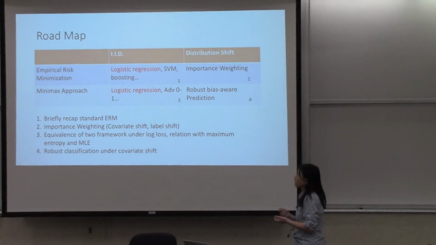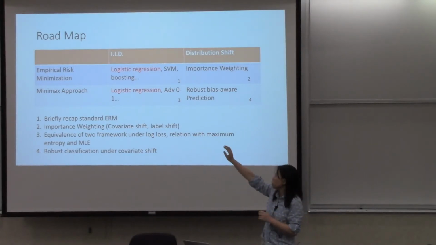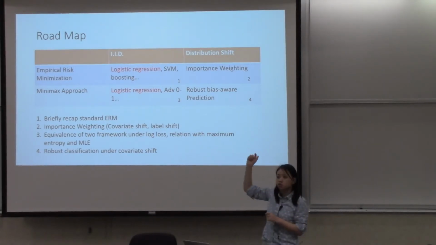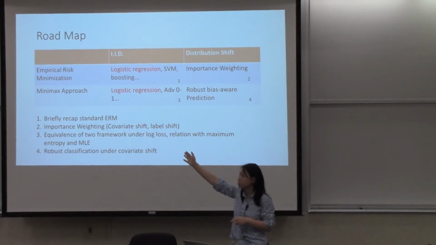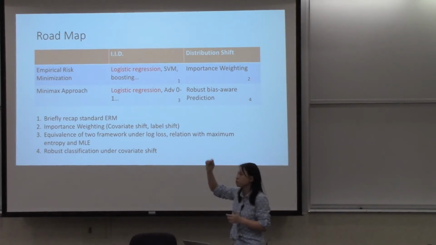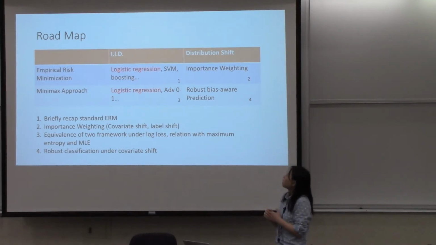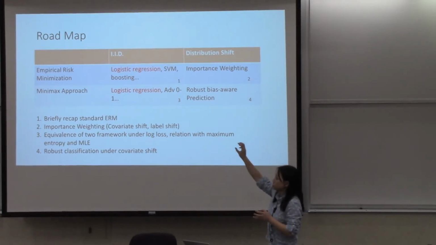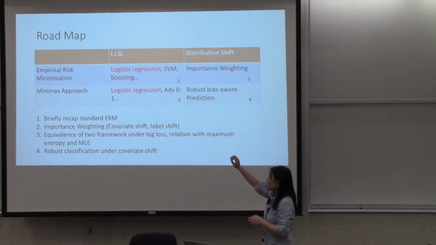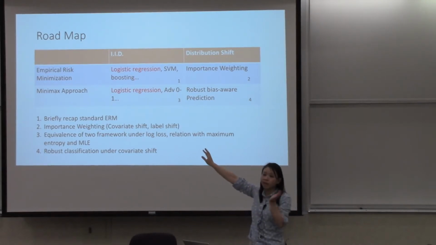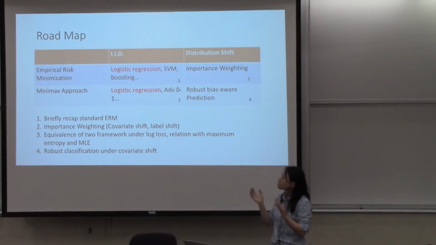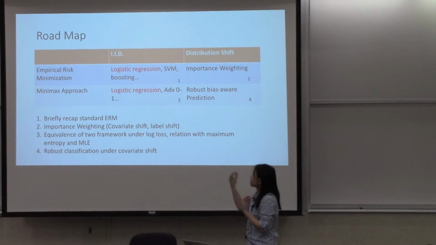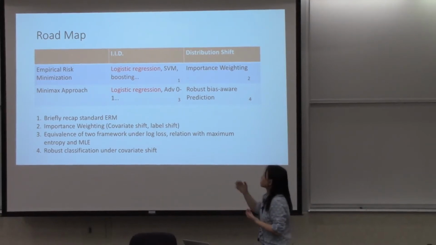So the roadmap of this talk is, we introduced ID versus distribution shift. We introduced the two perspectives. One is empirical risk minimization, and one is the minimax approach, as I said in the previous slide. And I made this table. So there are different methods in different cells in this table. You can do ID, and then you can do ERM, and then you get all this traditional regression, SVM, boosting. So they are actually doing different loss minimization in the ID case.